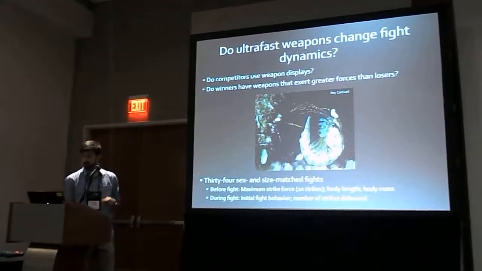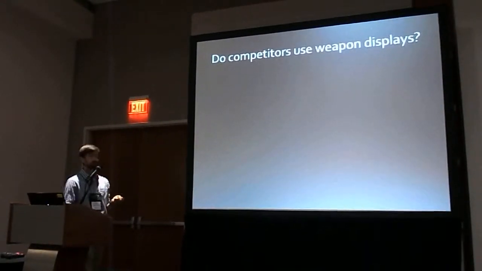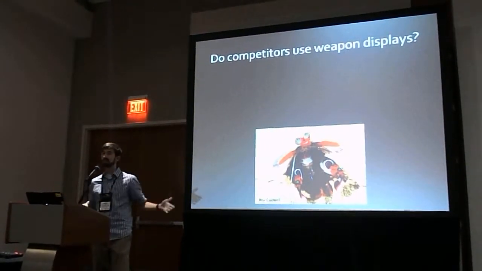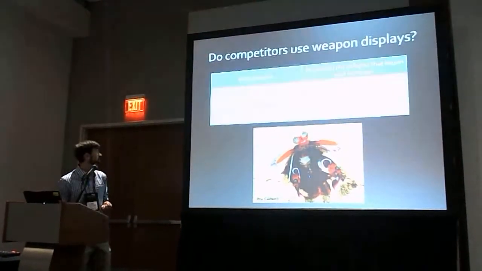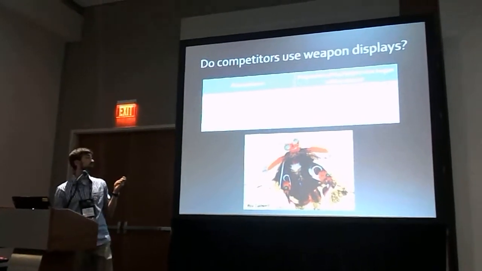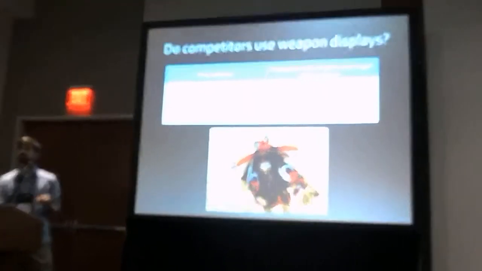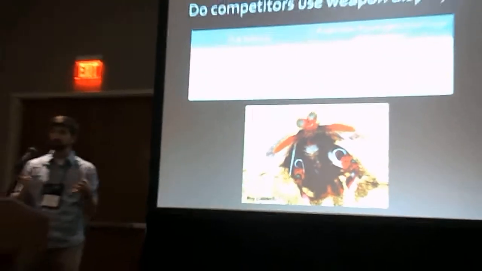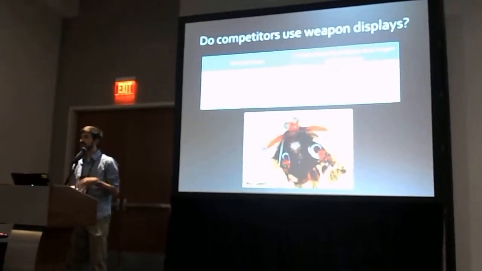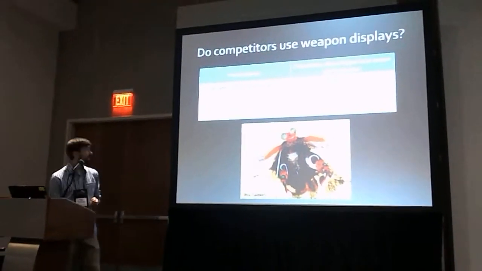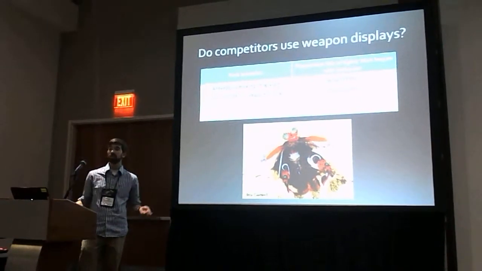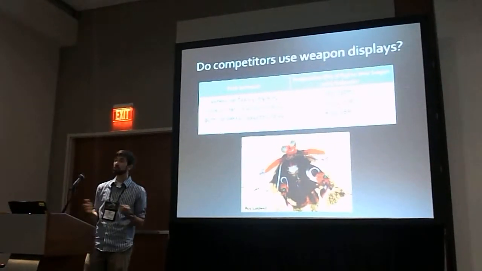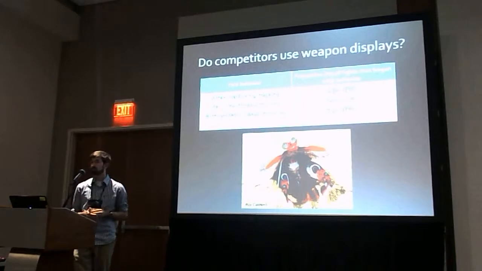All right? So to our first question, do competitors use weapon displays? This is what a weapon display looks like in a mantis shrimp. You can see those weapons are kind of pulled out to the side and a little bit ventrally. And what I'm going to show you here is a table of the first behavior that they used during the fight, and then the proportion or percentage of fights that began with that behavior. So about 15% of fights began with tracking, just looking at the competitor, or maybe flicking their antennae in this kind of chemosensory behavior. 35% of fights began with one competitor giving that weapon display, and only 18% of fights began with both competitors exchanging that weapon display, like we see in a lot of the classic weapon fights.